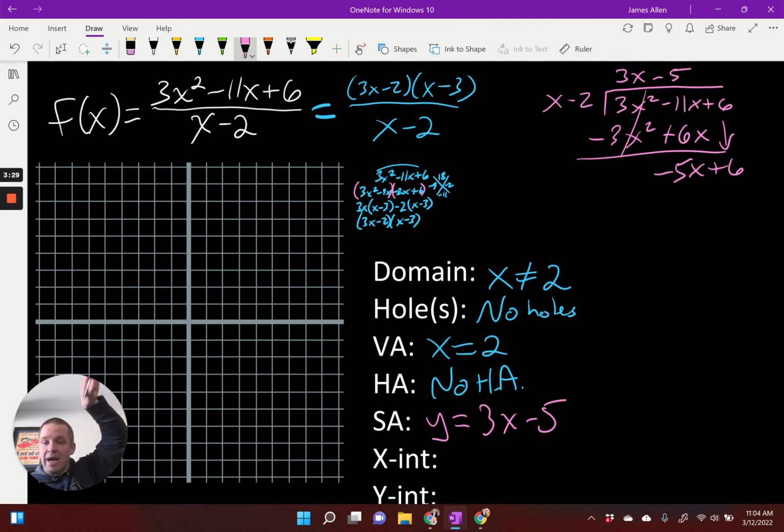It's going to be an equation of a line. Kind of steep. All right? Lovely. Fantastic and wonderful. Next up, we have to get our x-intercept, or possibly intercepts, and our y-intercept. Let's see what we've got.